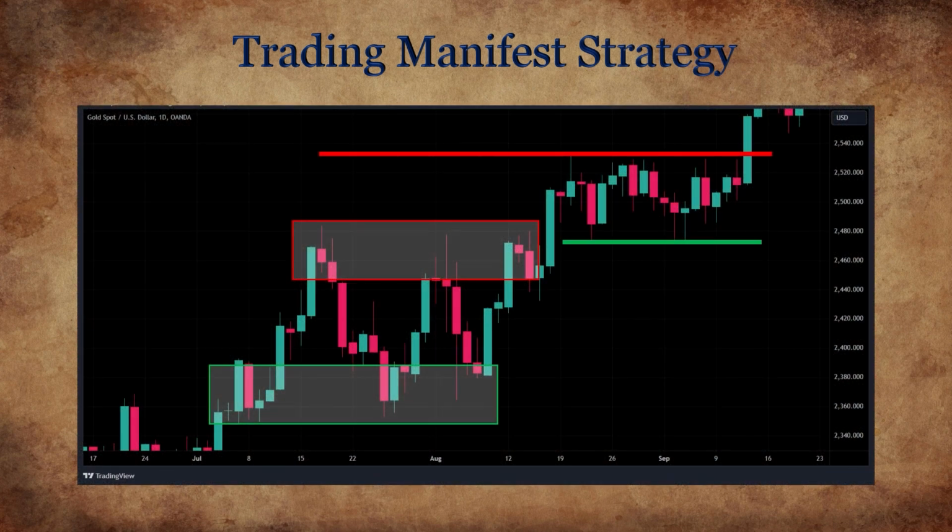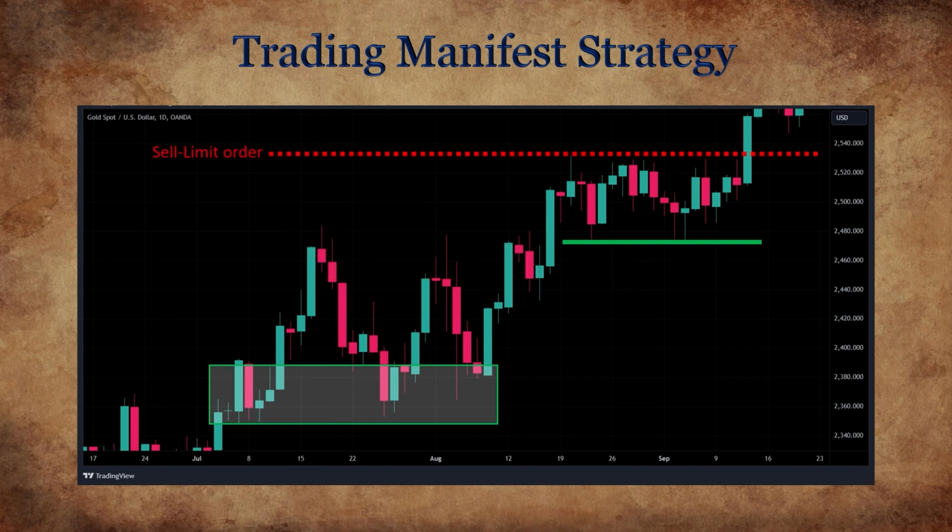Let's consider a different scenario this time. We have to take a closer look at the example number 2. As you can see, we drew 4 levels on this chart. Just like the first example, the two resistance levels are so close to each other. So if I were to take a short position on the gold, I would remove the lower resistance and then put a sell limit order on the highest resistance level.